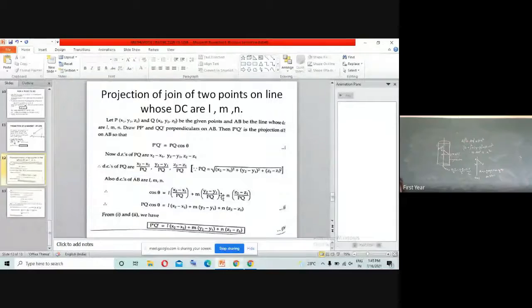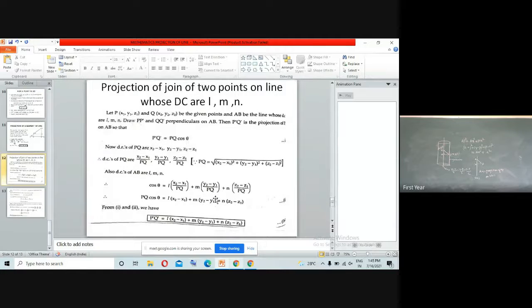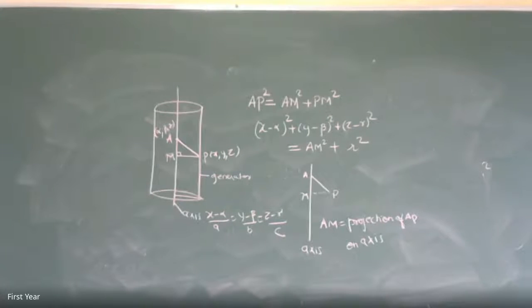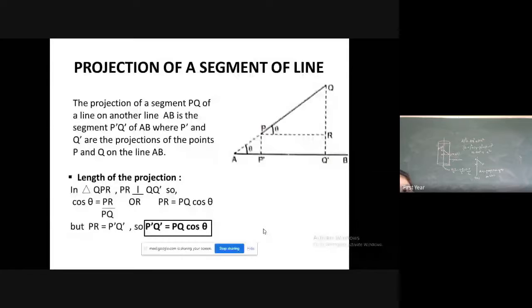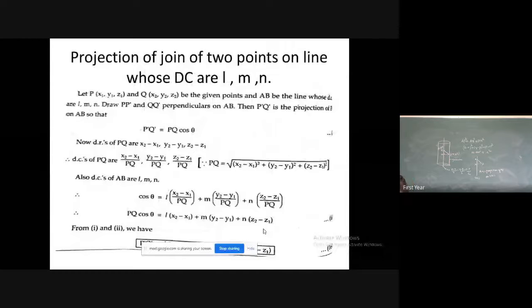What is the final conclusion? Who will tell me what is the final conclusion? If I want the projection of PQ on the line AB whose direction cosines are LMN, the line on which it is getting projected has direction cosines LMN, and the line which is getting projected has the direction ratios x2 minus x1, y2 minus y1, and z2 minus z1. Then what's the relation? How do you get the projection? How will you put it in once?